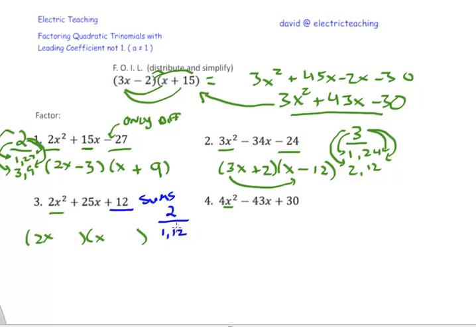Now I'm not looking for differences as I multiply. 2 times 1, I'm looking for sums. So 2 times 1 plus 12. Is that 25? No, it is not. So 2 times 12 is 24, with 1. Uh-oh, we found it. There's the 25. The 2 needs to be multiplied to the 12. That's the key here. And the 1 must go right here.